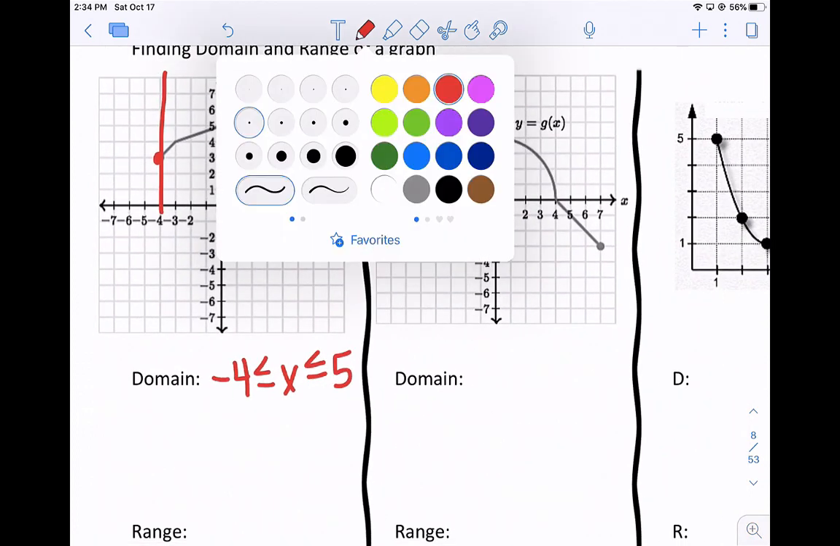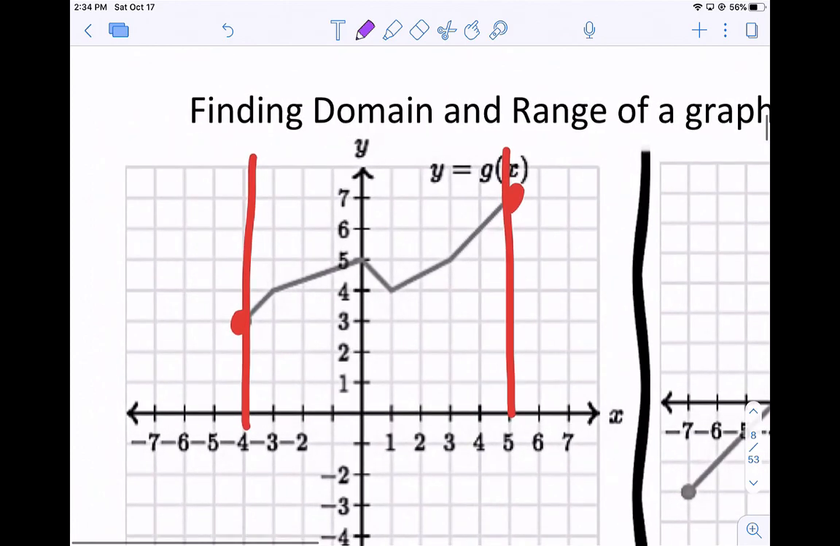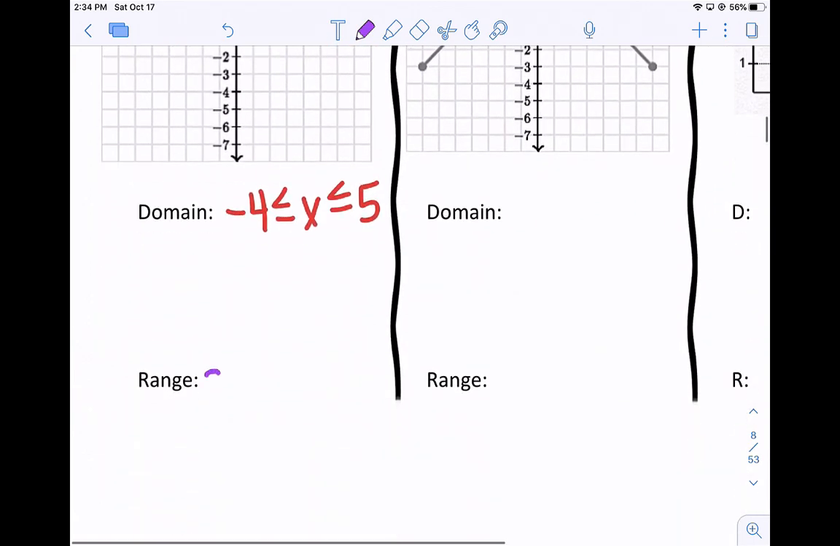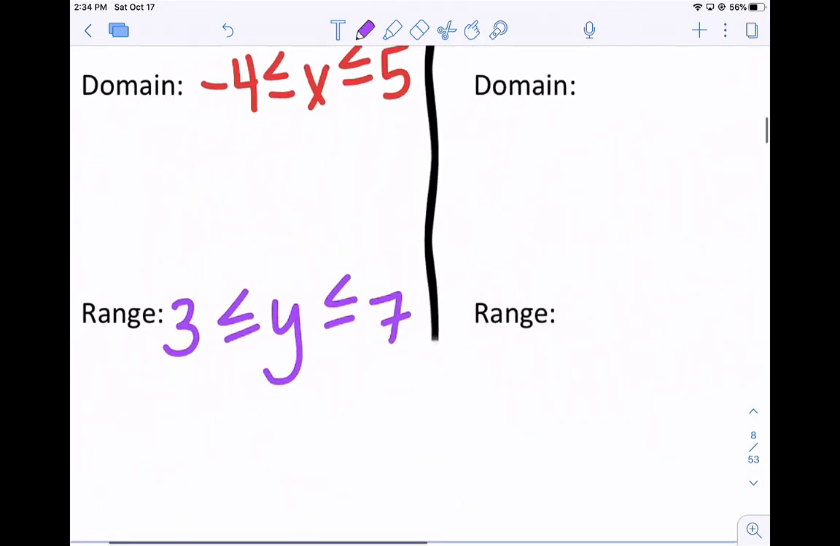All right, range is how low and how high does our graph go. So in this graph right here, the lowest I see is 3 and the highest is 7. So for range, we say that the y value is between 3 and 7. And again, since they're closed dots, we can use the inequality less than or equal to. So 3 is less than or equal to y, which is less than or equal to 7.